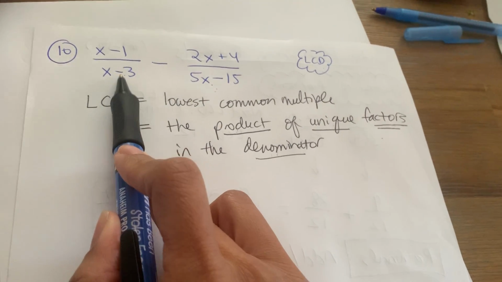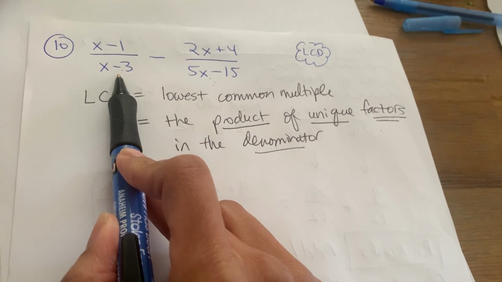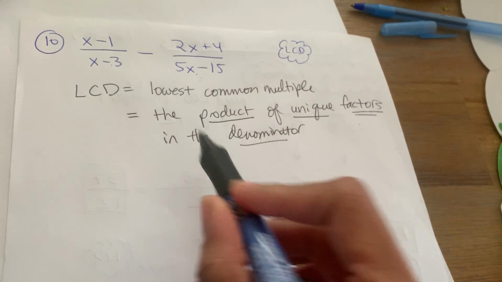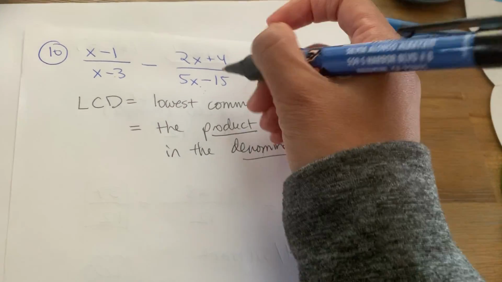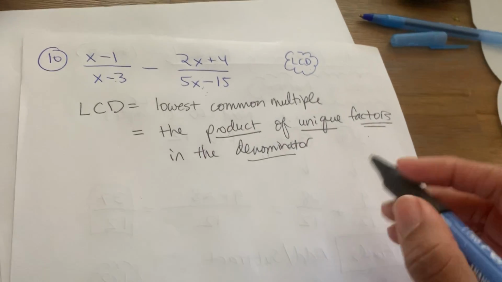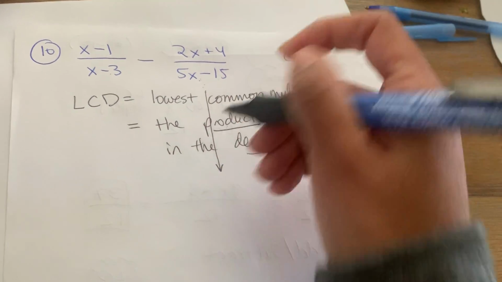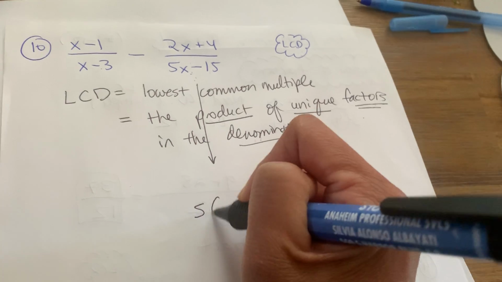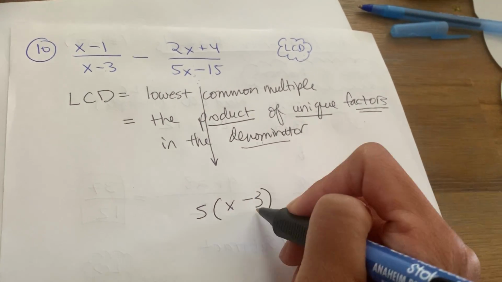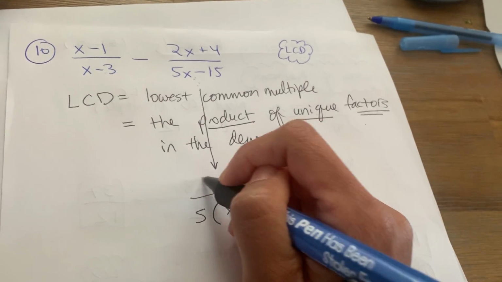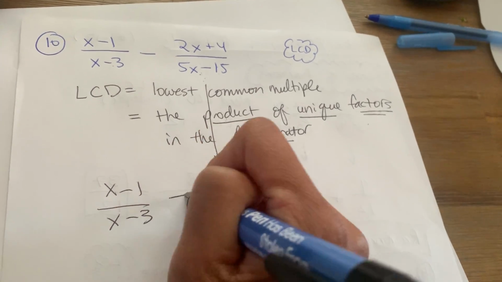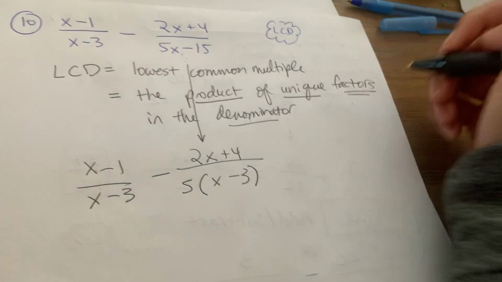So x minus 3, can I factor x minus 3? No. 5x minus 15, can I factor 5x minus 15? I sure can. I could pull out the greatest common factor, which is going to be a 5. So when I pull out the greatest common factor, I end up getting 5 in the denominator, and then inside I have x minus 3. So 5x minus 15 is that. Okay, so here I'm just rewriting everything. So now I've factored the denominator.